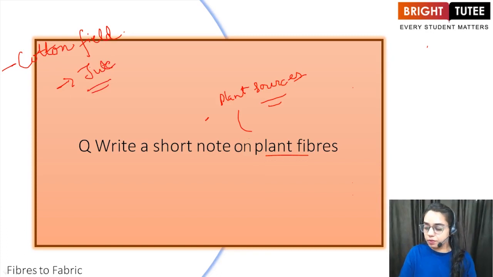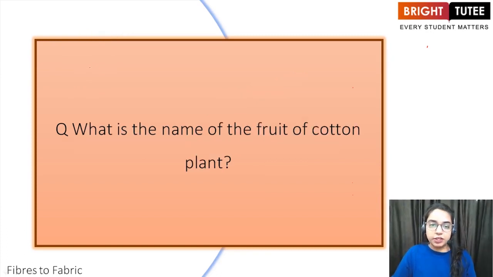Okay, so let's move to the next question, which is what is the name of the fruit of cotton plant? So children, the fruit of cotton plant is known as cotton ball.